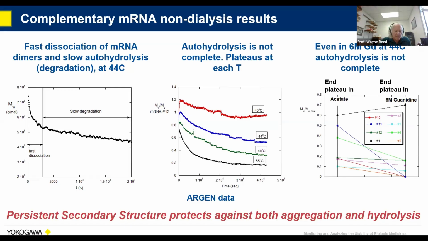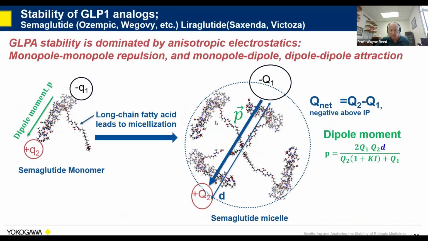And so that brings up the idea that some secondary structure is very persistent, and it protects against both aggregation and hydrolysis. So we've linked those two opposite effects, one where you increase the mass by aggregating, the other where you decrease the mass by hydrolysis. So that's an interesting test of robustness for different types of mRNA and sequences. We didn't have the sequences available, as you can imagine.